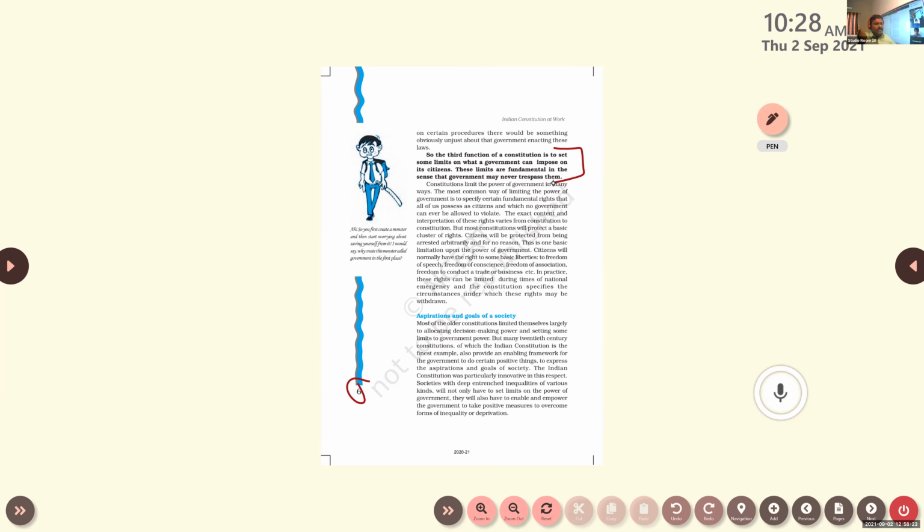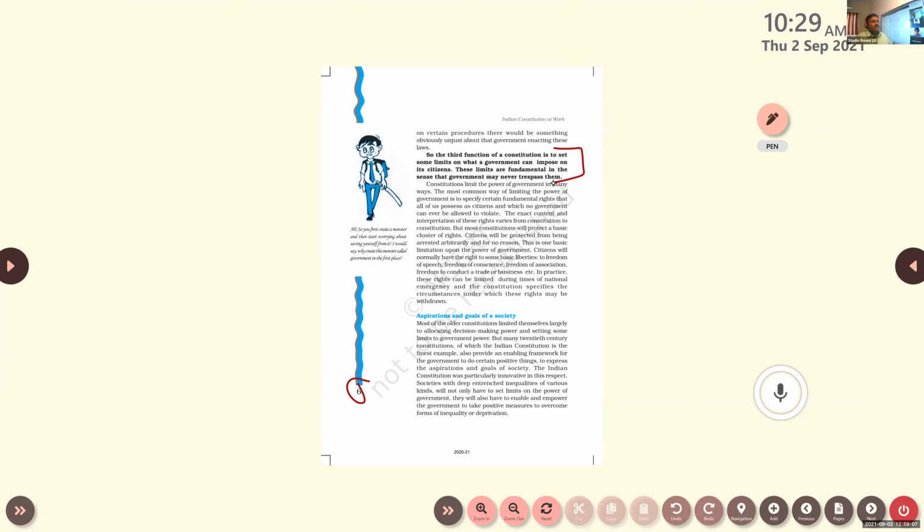It is the rights of the citizens. In the normal condition, all the citizens of the country can enjoy these rights. Clear? So the third function of the constitution is to set some limits on what the government can impose on its citizens. So government cannot do each and everything to the people. Clear or not? So the constitution protects the people by providing the fundamental rights. Sometimes government will turn anti-democratic. Clear or not?